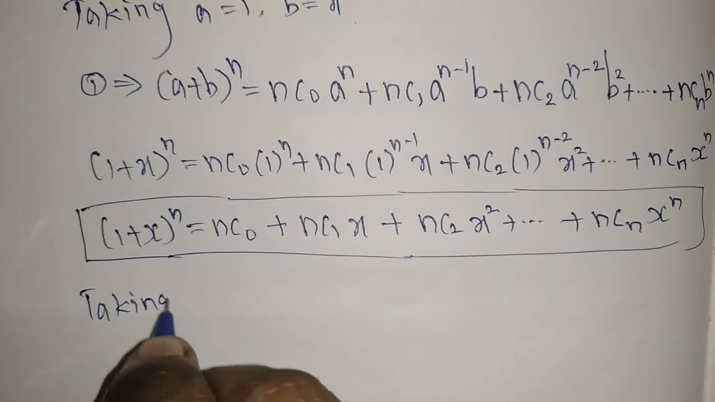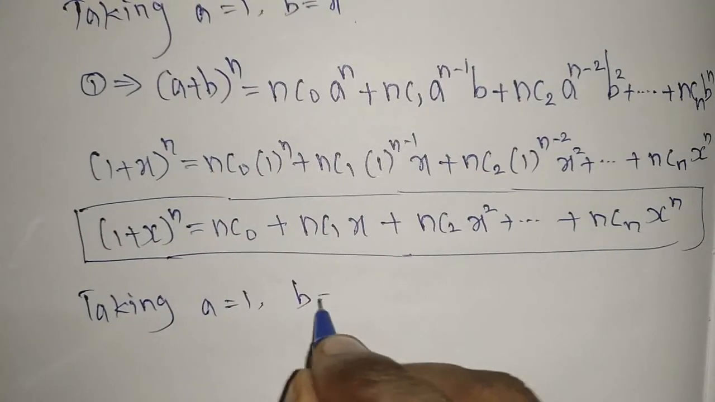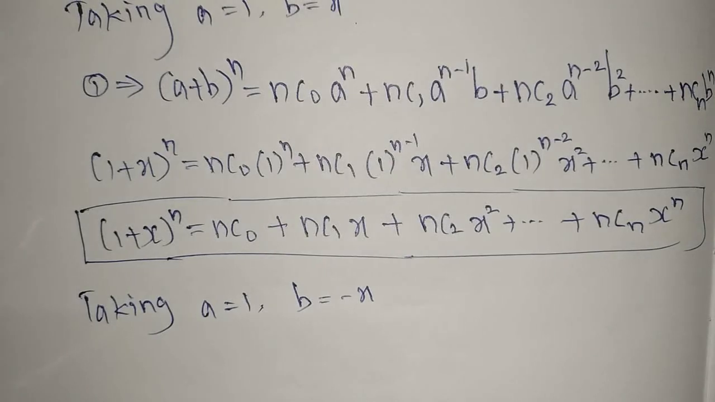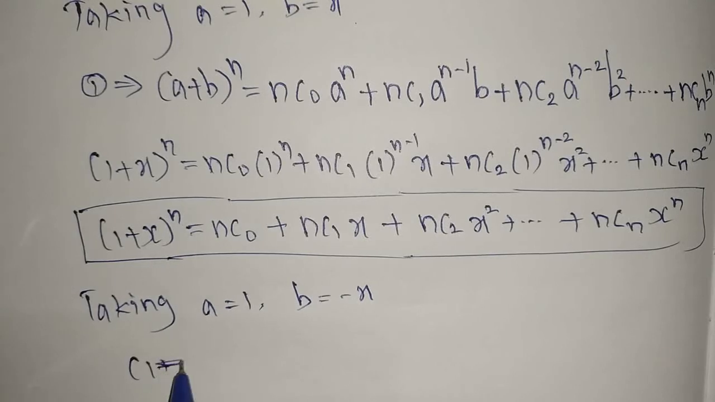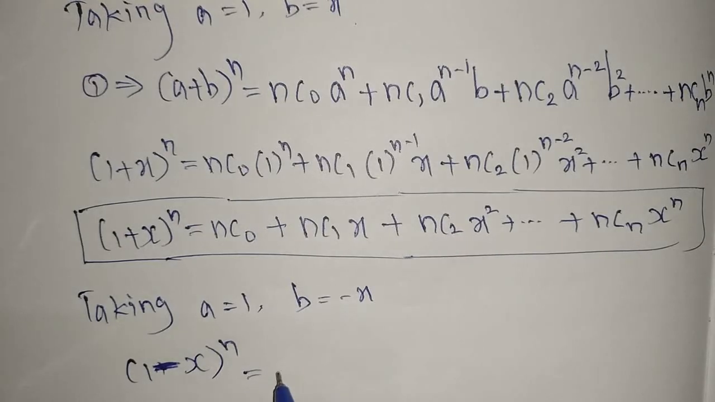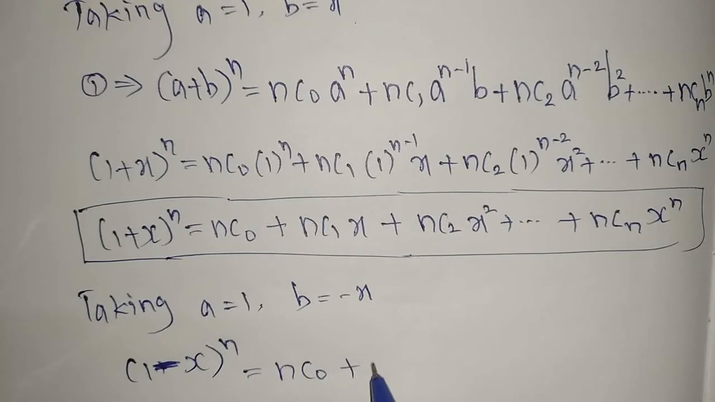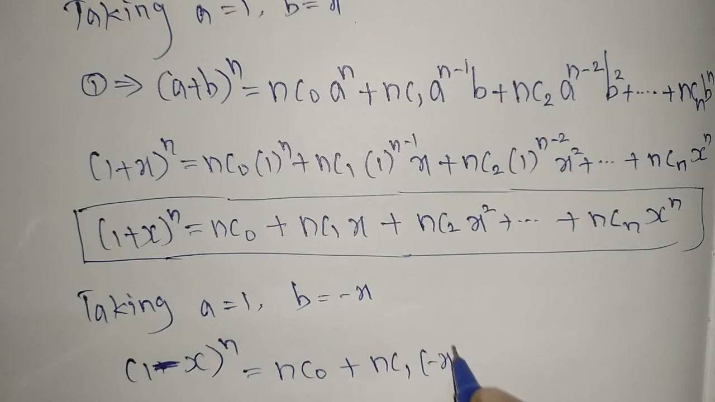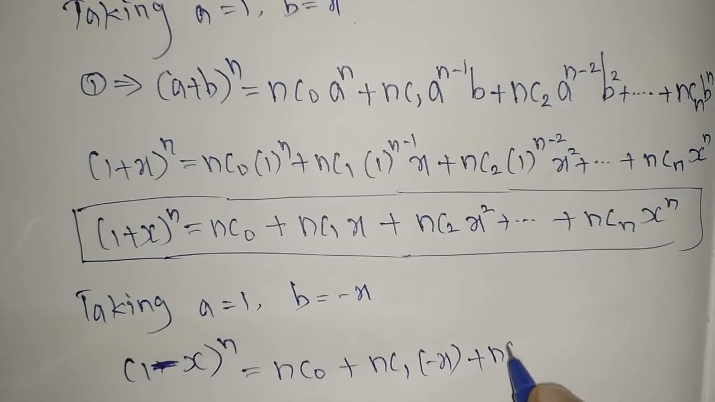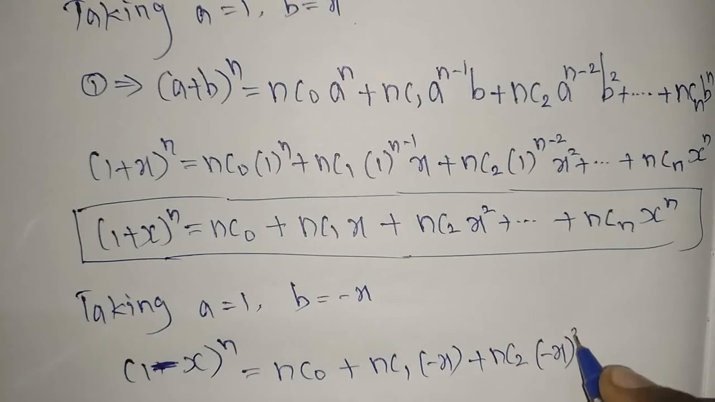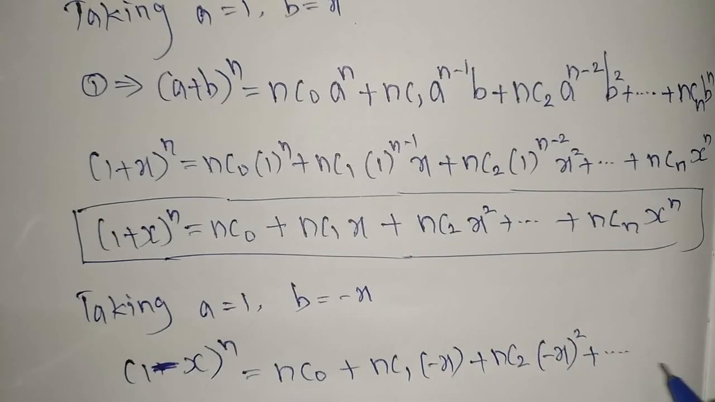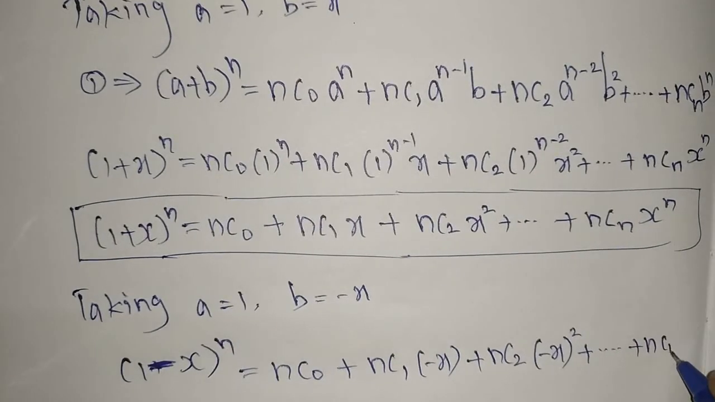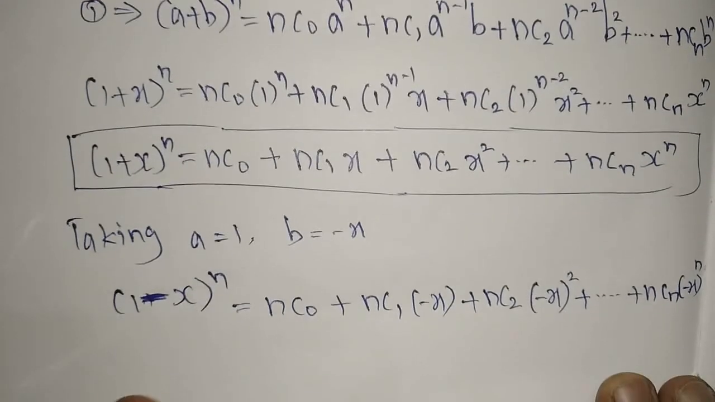Understand? Now suppose in the same thing, we take a equal to 1, b equal to minus x, then what will we get? Okay, now see, in this formula itself, just what I'm going to explain. So, sorry, (1 - x) whole power n equals, then what you will get, see, nC0 plus nC1 (-x), understand, plus nC2 (-x) whole power 2, plus up to nCn (-x) whole power n, like that you will get. Now if you simplify this, you will get the answer.